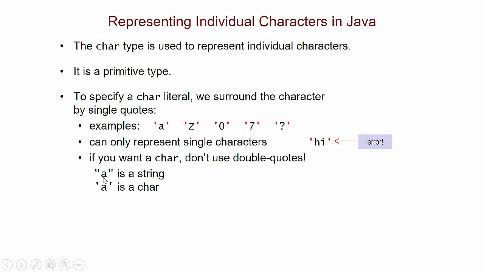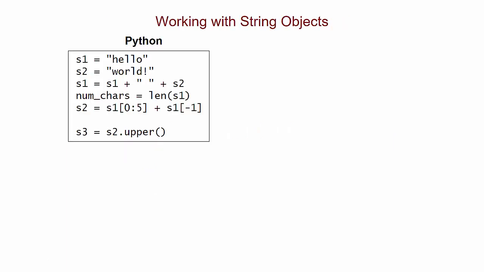So if I take the letter A and surround it with double quotes, that's going to give me a string object in Java, whereas if I surround it with single quotes, I'm going to get a char value. And again, a char is a primitive, so this char value is not an object, whereas this string literal does give me a string object with all of the methods that are inside strings. Okay, so you can think of a string in Java as being a collection of chars along with all of the methods that we can use to operate on strings. So now let's compare strings in Python with strings in Java.